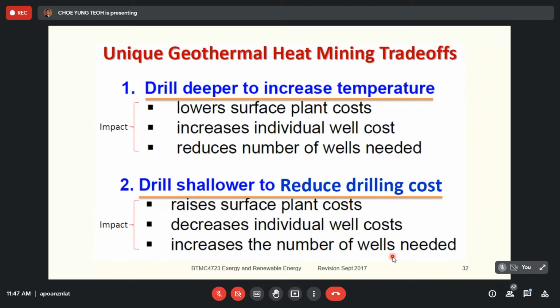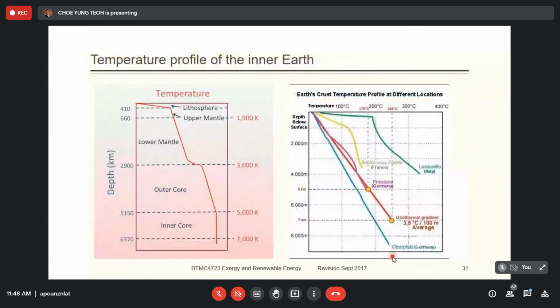Okay, and then plan how deep you want to drill. You want to have high temperature or you want to have low cost. You have to plan. Okay, we do not have a fixed answer for this. Maybe they have some kind of simulation you can use to find the best depth to generate 10 megawatts of electricity. Maybe they have some kind of simulation that can do that.